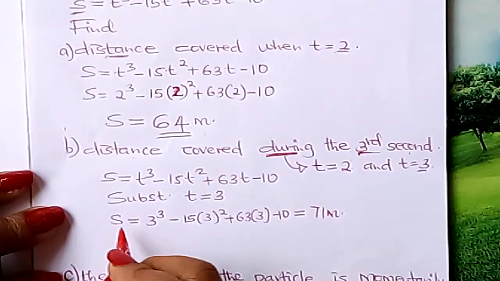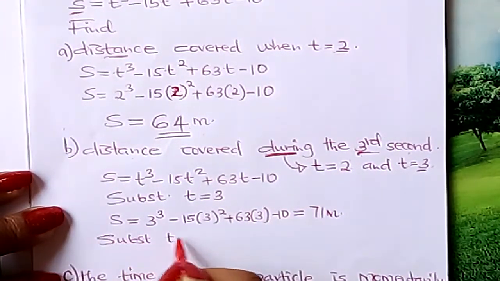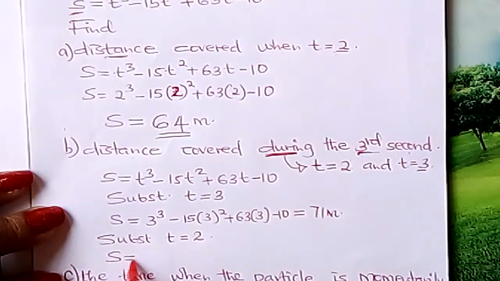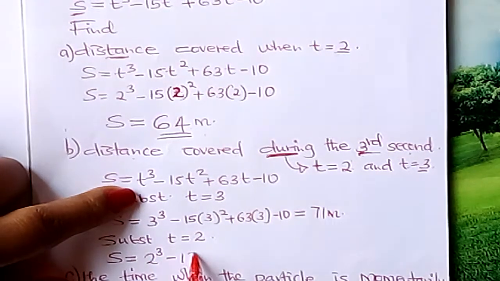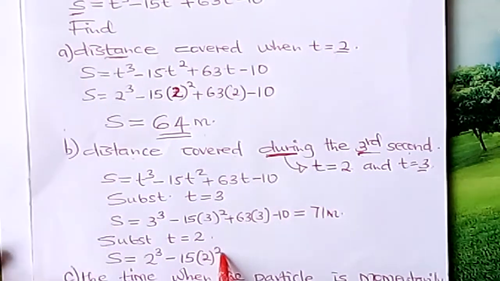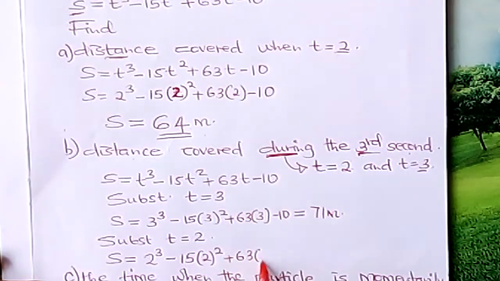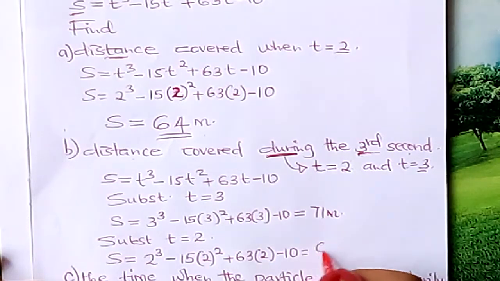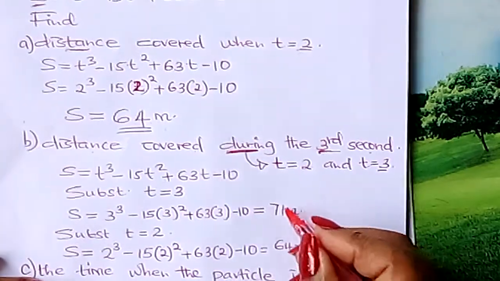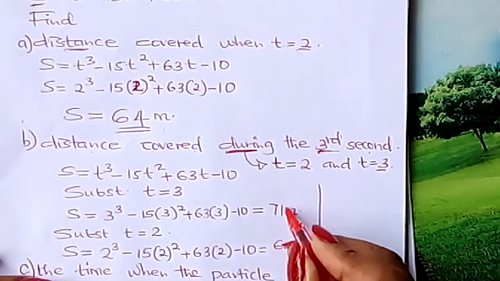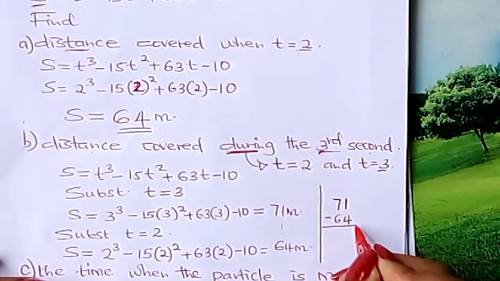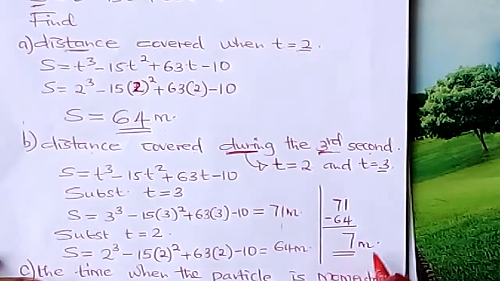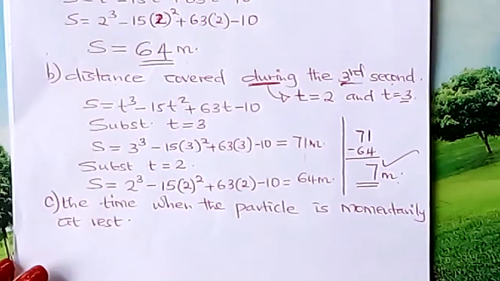71 meters. Then you come and substitute t as 2. So you substitute in the same expression of S. This gives you 2 cubed minus 15, 2 squared, plus 63, 2, there we are, minus 10. Use a calculator and you get 64 meters. Learner, you now subtract to get the distance covered during the third second. 71 minus 64, learner, gives you 7 meters. There we are.